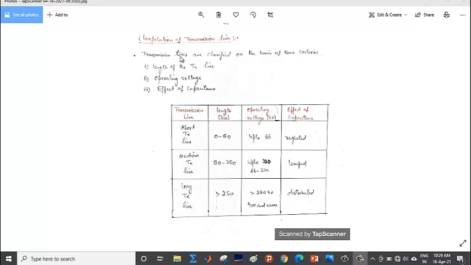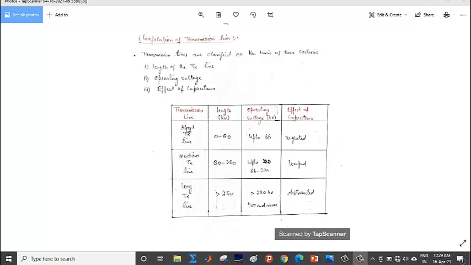Basically, these transmission lines are classified on the basis of three criteria. The first is the length of the transmission line, the second is the operating voltage, and the third one is the effect of capacitance, the shunt capacitance. Actually they are quite directly related to each other. You can see it from here. I have made a table so that it includes all three parameters and it becomes quite easy for you to understand.